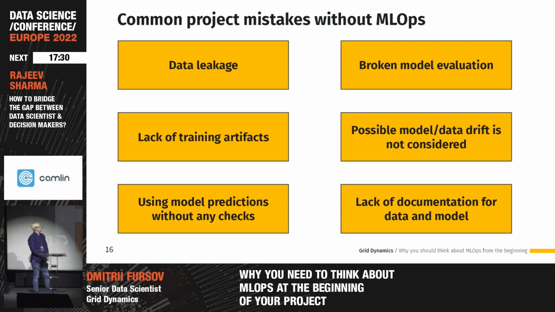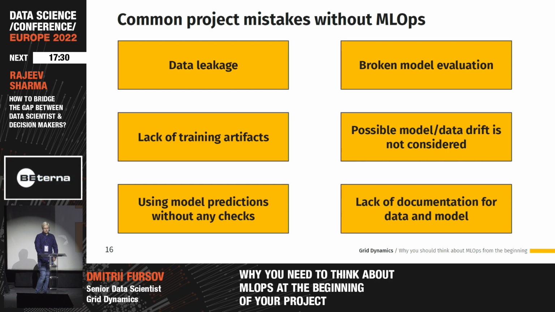Fifth one, data drift or model drift, and you don't consider it during the project. I think this topic is very important, so we will talk about it in detail a little bit later. And lack of documentation for data and model. Quite common things. For example, let's imagine the situation when we did some project. We stopped it for some reason, and after this, we returned to it, for example, after 3 months. And so we need to spend some time on figuring out what happened and what we should do.